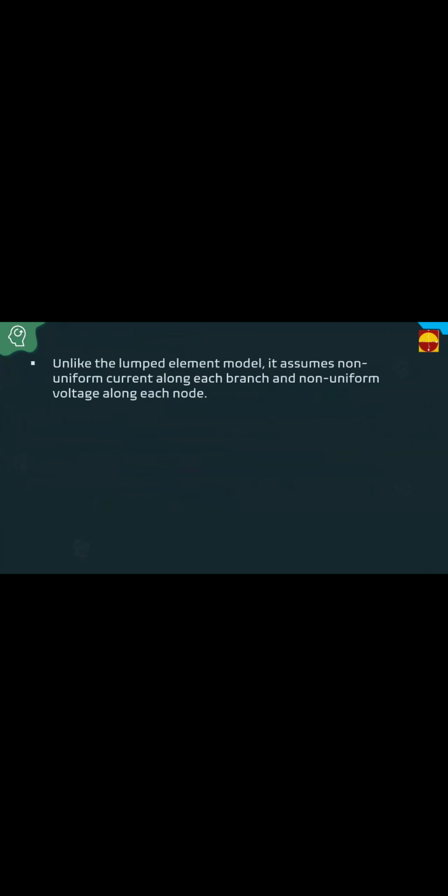This is about what exactly lumped elements and distributed elements are. Unlike the lumped elements model, it assumes non-uniform current along each branch and non-uniform voltage along each node. That means if you take any distributed element, there is a non-uniform current distribution and non-uniform voltage along each node.